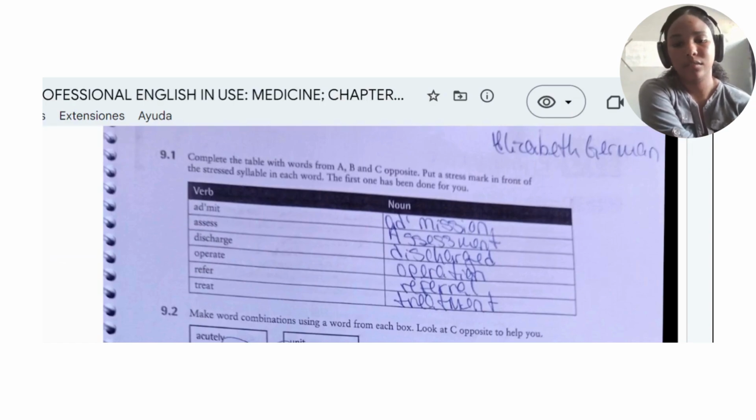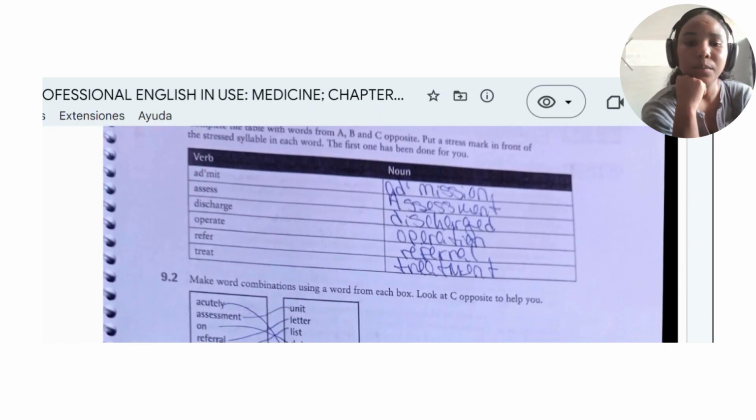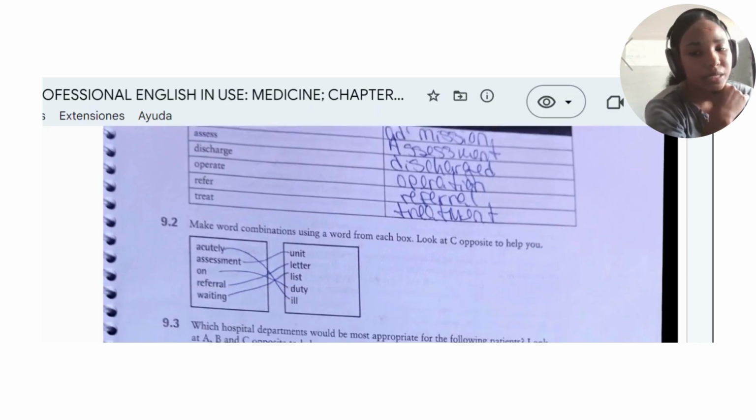Chapter 9. Complete the table with the words from A, B, and C opposite, with a stress mark in front of the stressed syllable of each word. Admit, admission, assess, assessment, discharge, discharged, operate, operation, refer, referral, treat, treatment.